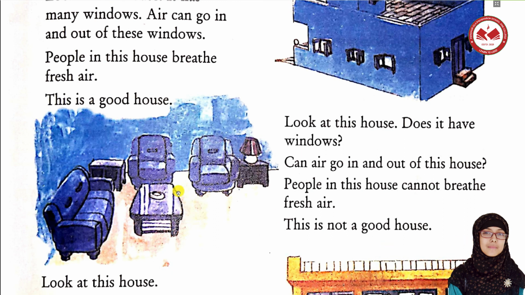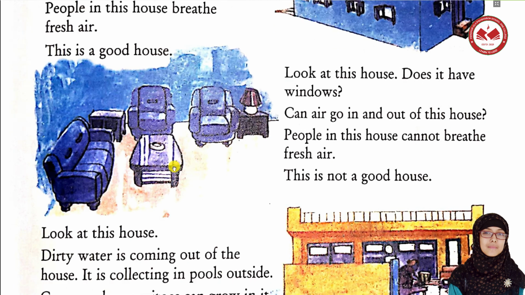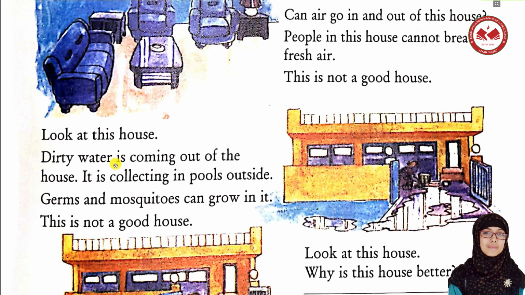This is not a good house. So এইটি একটি ভালো গৃহ নয় বা ভালো বাসস্থান নয়, ঠিক আছে? So moving on to the next house. Look at this house. Dirty water is coming out of the house.